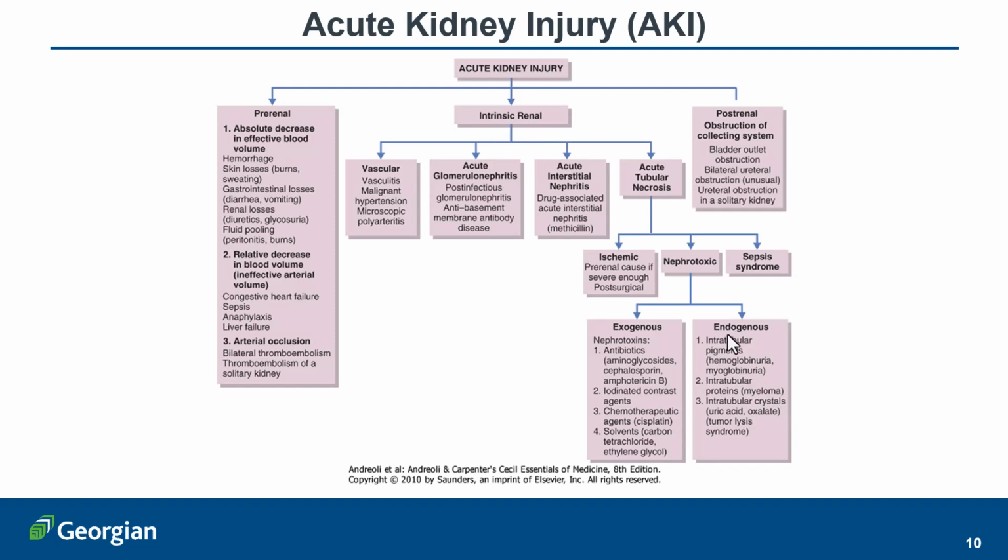There are also endogenous toxins, so these are toxins within your body. So for example, if there is rhabdomyolysis, so damage and breakdown of the muscles, that can lead to myoglobin being released into the bloodstream, and that can damage the tubules of the nephron, resulting in acute tubular necrosis. If you have massive hemolysis, the hemoglobin can also do the same thing as well. And lastly, sepsis can also damage the tubules, leading to ATN, or acute tubular necrosis.